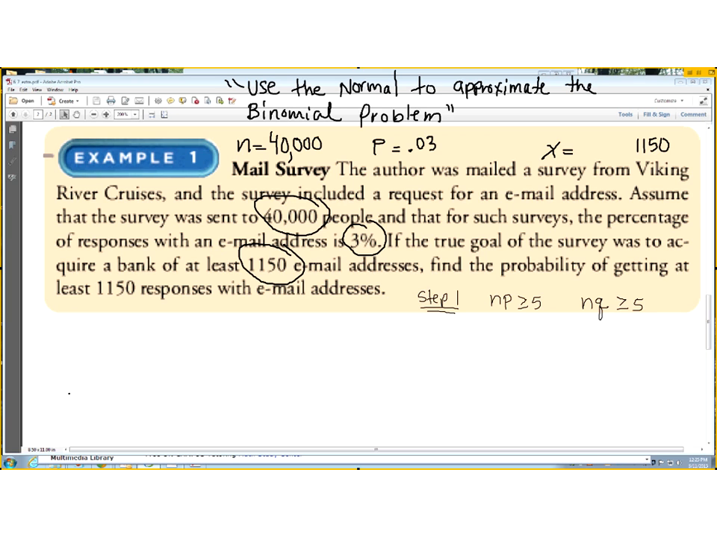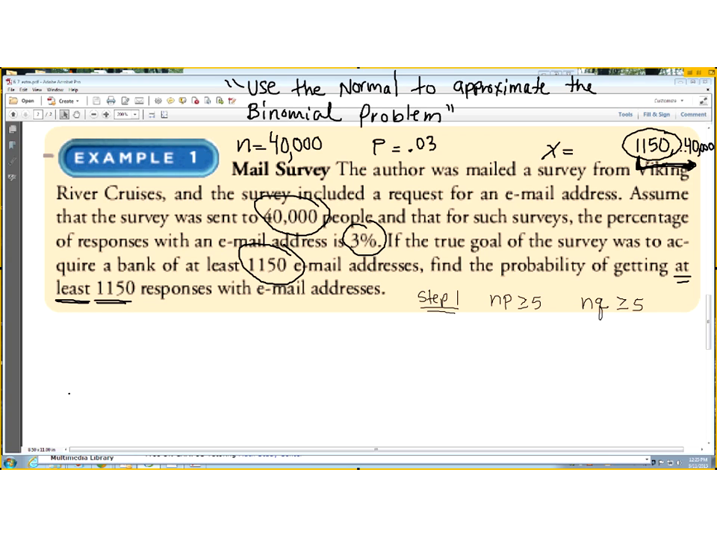1,150. So it says at least, so that means no less than 1,150. 1,150 is the smallest number we could have. So it can be anything from 1,150 all the way to 40,000. All right, so I put my mark there. That's the number we're looking at and everything to the right. There's my arrow there, indicating that I want that number and everything to the right.